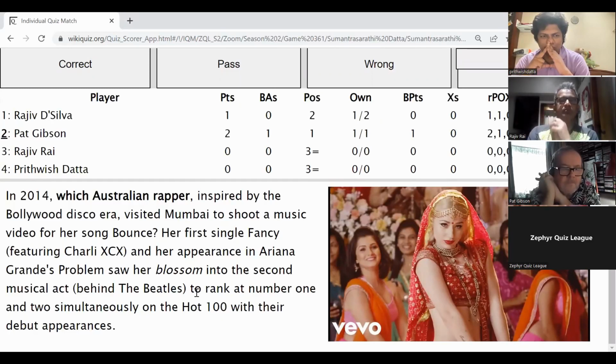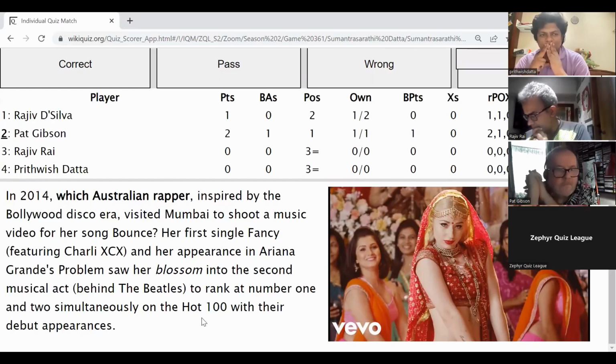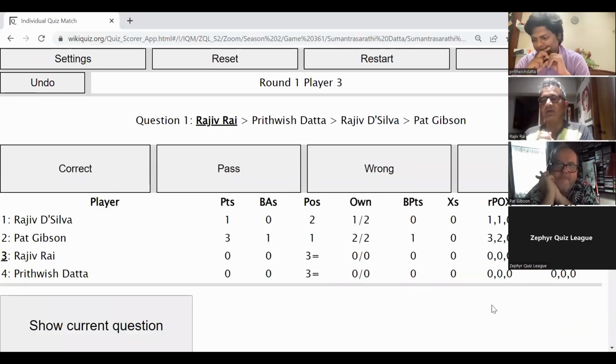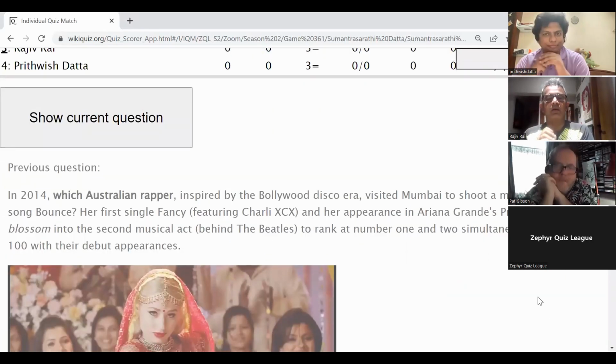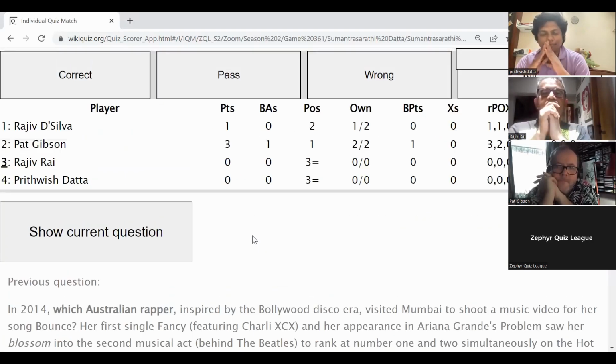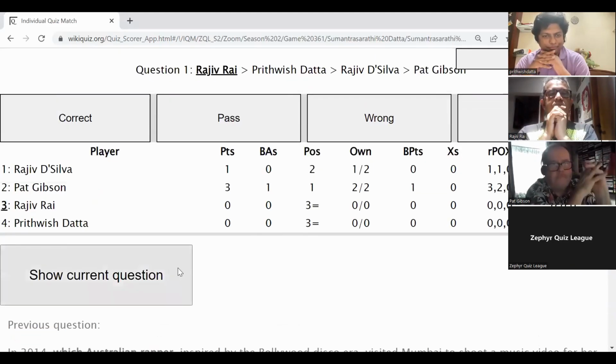Her first single, Fancy, featuring Charlie XCX, and her appearance in Ariana Grande's Problem saw her blossom into the second musical act behind the Beatles to rank at number 1 and 2 simultaneously on the Hot 100 with their debut appearances. Iggy Azalea? Absolutely correct. Iggy Azalea. Kelly is also acceptable. One. And Rajiv Rai, you have questions now.